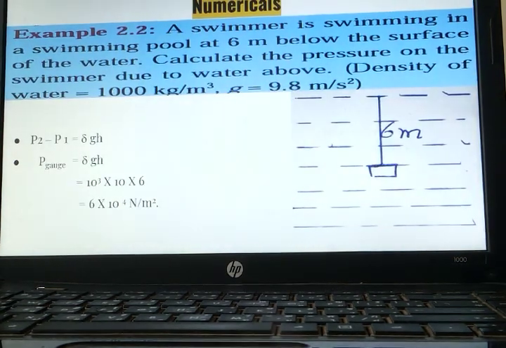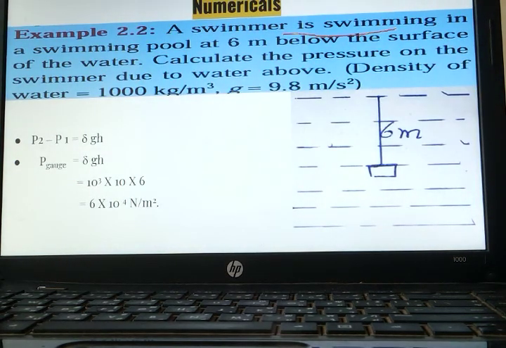Next one. A swimmer in a swimming pool is swimming at 6 meters below the surface of the water. He is swimming at a distance of 6 meters below the surface of the water. This is the surface of the water. We have to calculate the pressure on the swimmer due to the water above. This swimmer is swimming over here. We have to calculate the pressure which is exerted by the liquid on him.